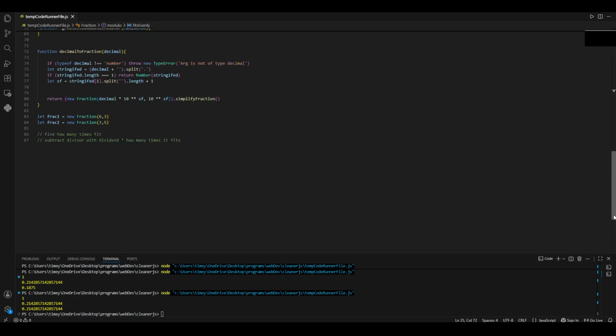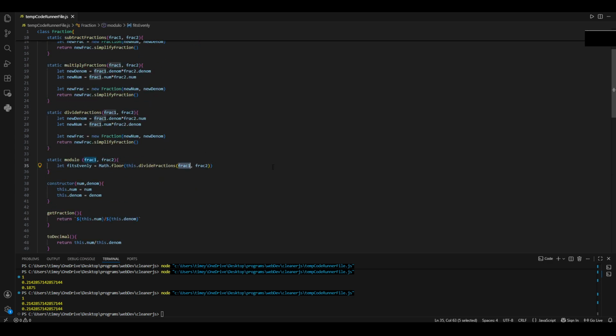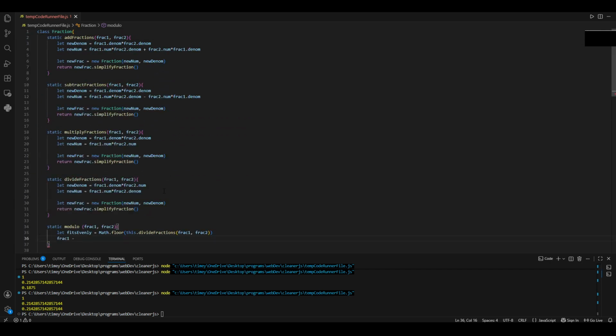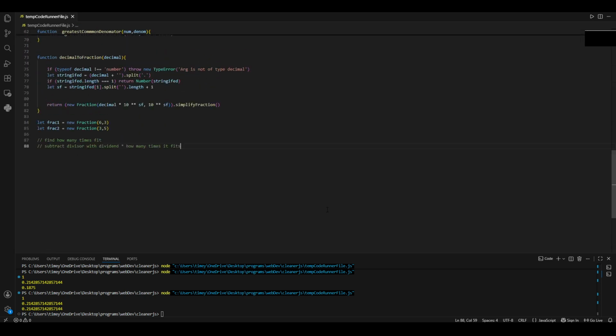And since there's no fractional or decimal part, it's going to be a whole number. So then subtract the divisor with decimal. We're going to treat fraction more like the divisor. And I think that's right. Let's try.